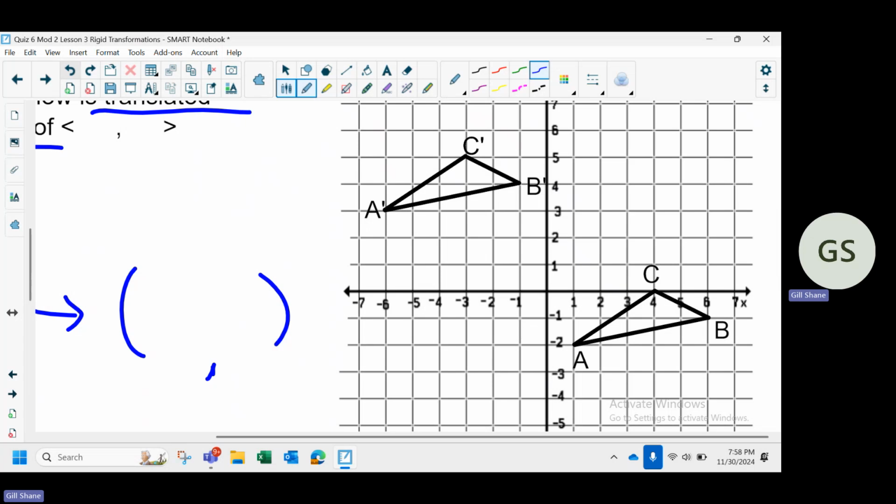So now that I know which direction I went, I'm going from the one without the prime marks, the one in the lower right, to the one in the upper left with the prime marks. So all I have to do is figure out how far did each point move. I don't even need to test each point because they'll all be the same. So I can pick any point.